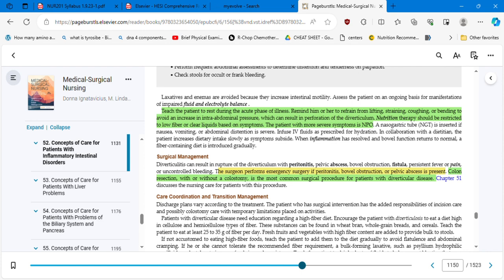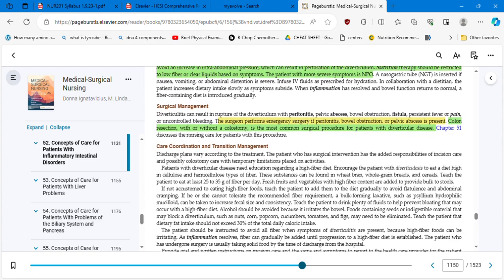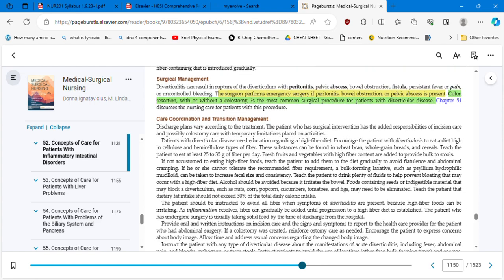Nutrition therapy should be restricted to low fiber or clear liquids based on symptoms. The patient with more severe symptoms is NPO, nothing per oral. Surgical management: the surgeon performs emergency surgery if peritonitis, bowel obstruction, or pelvic abscess is present. Colon resection with or without a colostomy is the most common surgical procedure for patients with diverticular disease.